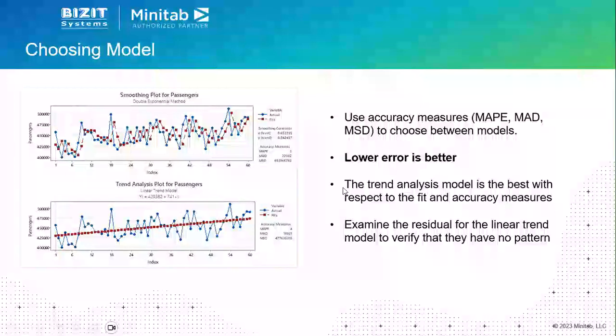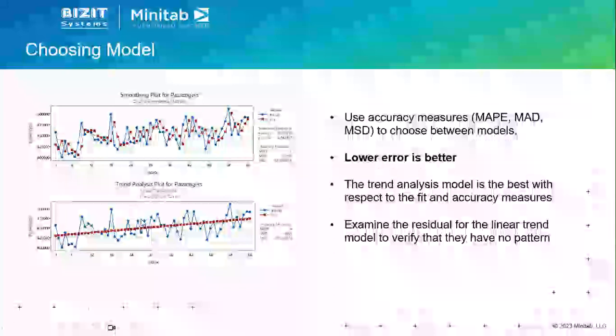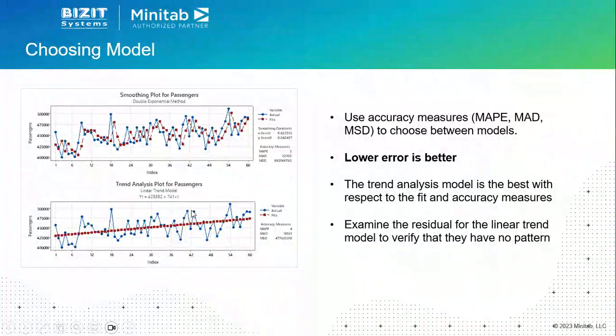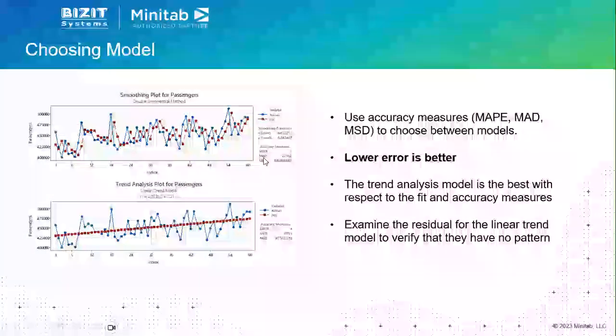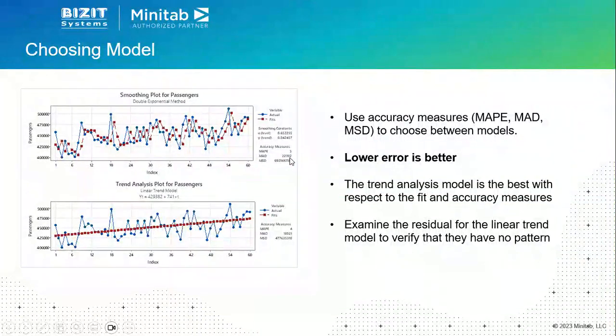For example, here you can see the accuracy of measurement. You can see the MAPE is only 5 here, and 4 here. This one is the double exponential method, and this one is the linear trend model. For this case the MAD is 22382, but for this case it's 18021. So we can see that the trend model is the best, since it has the lowest MAPE, MAD, and MSD.